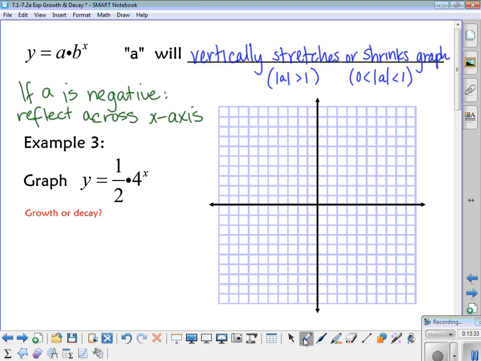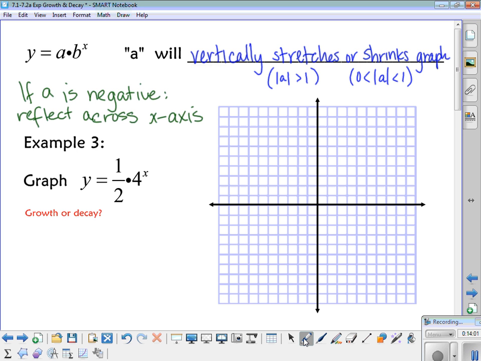Okay. So let's take a look here at example 3. We're going to graph y equals 1/2 times 4 to the x power. So the first thing I'm wondering, is this a growth or decay function? If you think it's a growth, hold up one finger. If you think it's a decay, hold up 2 fingers. So growth or decay, show me what you think.